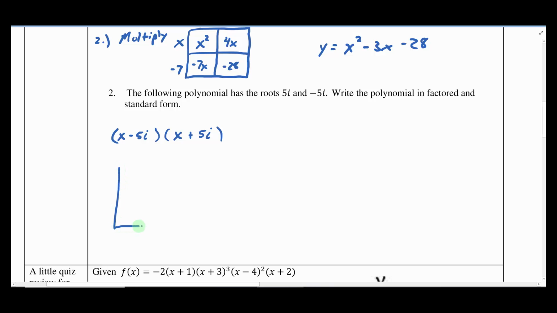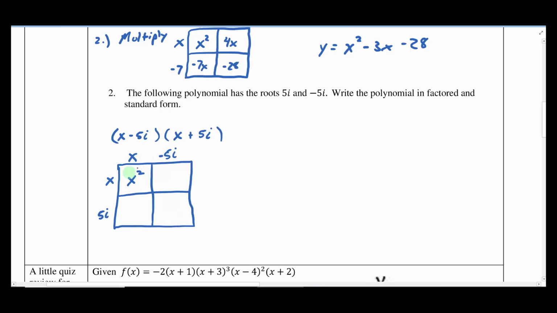I'm going to set up a box so that I can multiply them, right? Because again, we want to get to that standard form. The way that we do that is we take our factors and we actually multiply them. So we're going to have x and minus 5i, and then over here we'll have x and positive 5i. Right, so just arrange my factors along the sides. Again, 2 by 2 because each of my factors has two things. All right, so x times x is x squared.